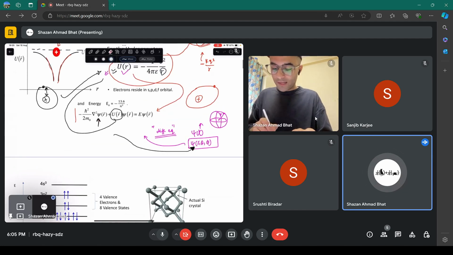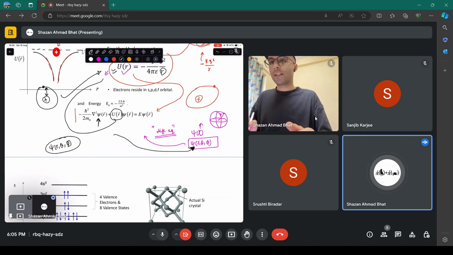Once you get psi of r, theta, phi, this particular thing actually tells us the address of an electron. That is what you have learned in 10 plus 2 about the quantum numbers. You might know the quantum numbers n, l, m, and you might know about s. Leave s for a minute because spin does not directly come from the Schrodinger equation.